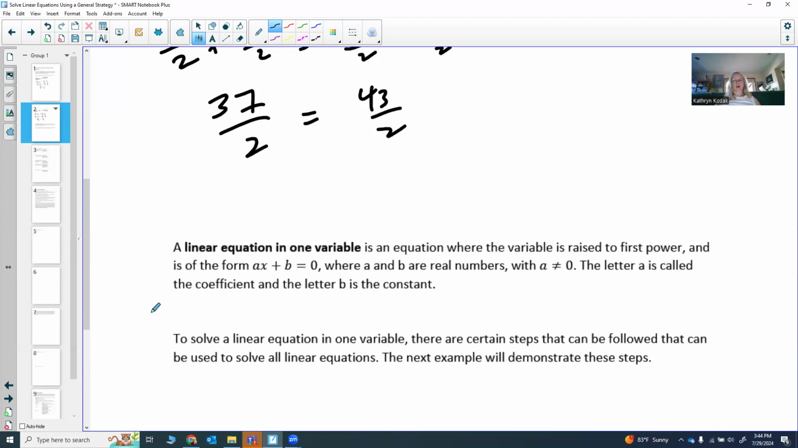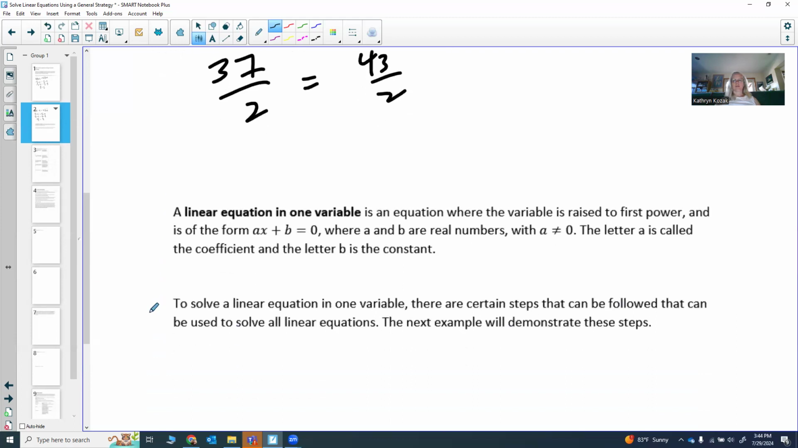A linear equation in one variable is an equation where the variable is raised to the first power and is of the form ax plus b equals 0, where a and b are real numbers, with a not equal to 0. The letter a is called the coefficient, and the letter b is the constant. To solve a linear equation in one variable, there are certain steps that we can follow that can be used to solve all linear equations. The next example will demonstrate these steps.